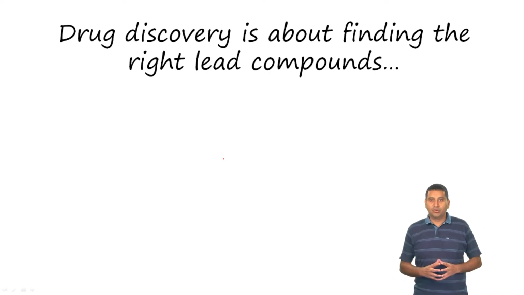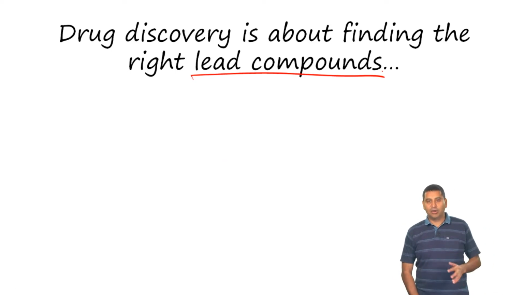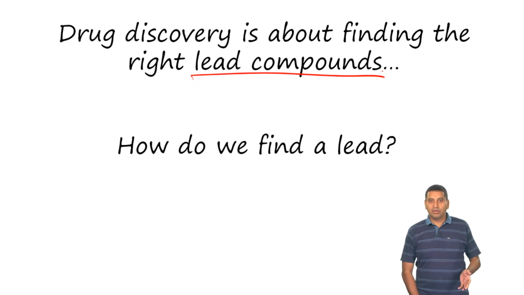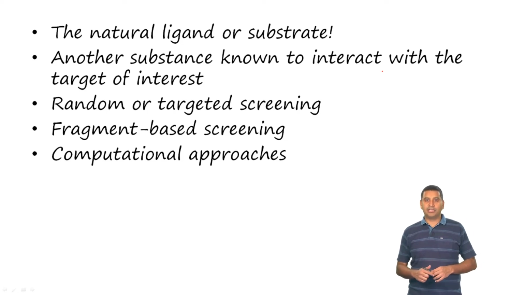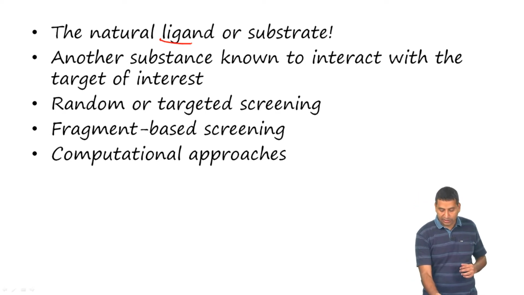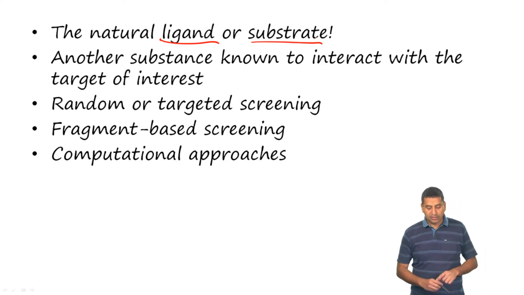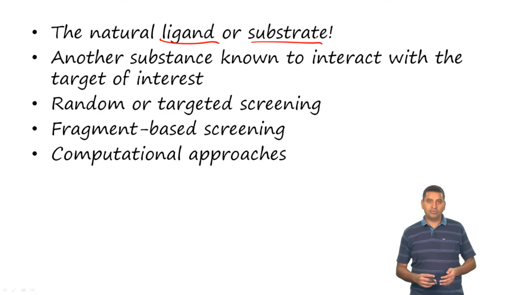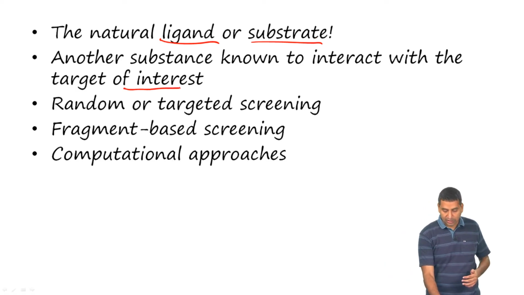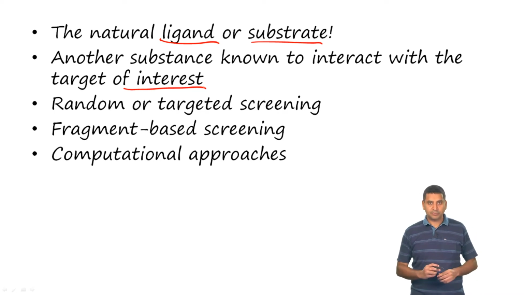Okay, welcome back. In the last lecture, we looked at how to find a lead compound. The question we asked was, how do we find a lead? We discussed many approaches. The first approach is that, in the case of an enzyme or a receptor, we look at the natural ligand or substrate for the enzyme, or the ligand for the receptor. The other way is to look at known substances which are known to interact with the target of interest. We looked at an example last class.